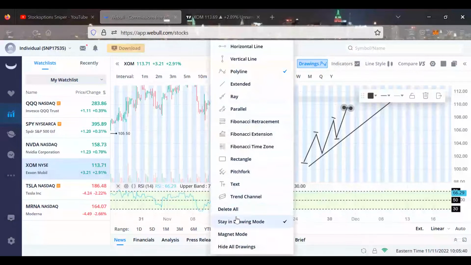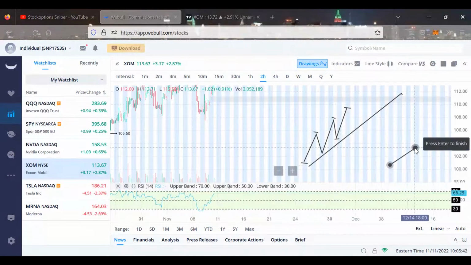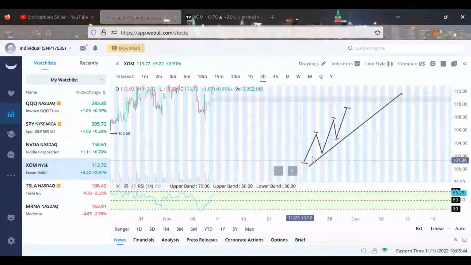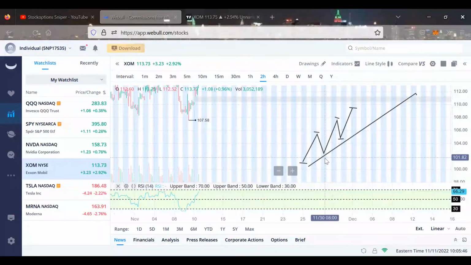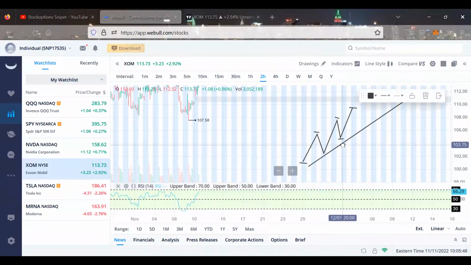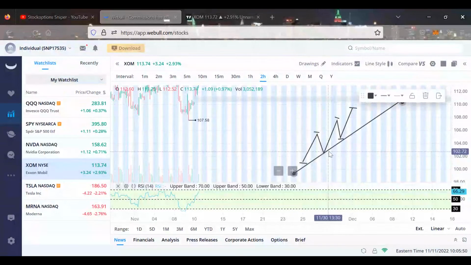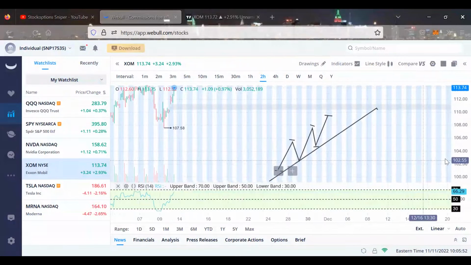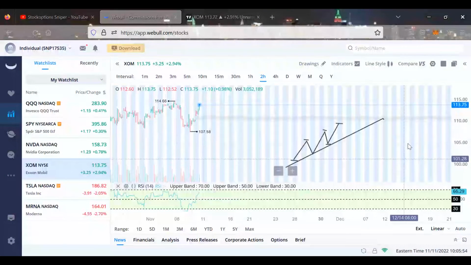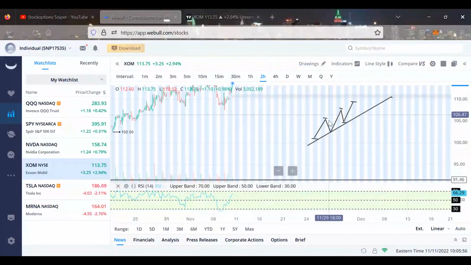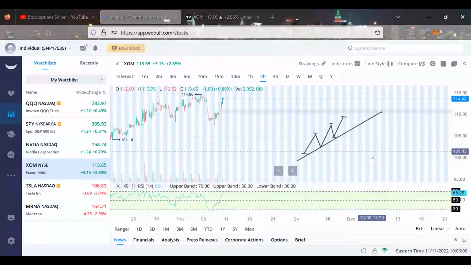Let me get out of drawing mode. So that's what's happening here in higher highs and higher lows. Yes, it is an uptrend. Yes, it is the trend line, whatever you want to call it. But the smart money concept is that there is liquidity around these highs and around these lows.